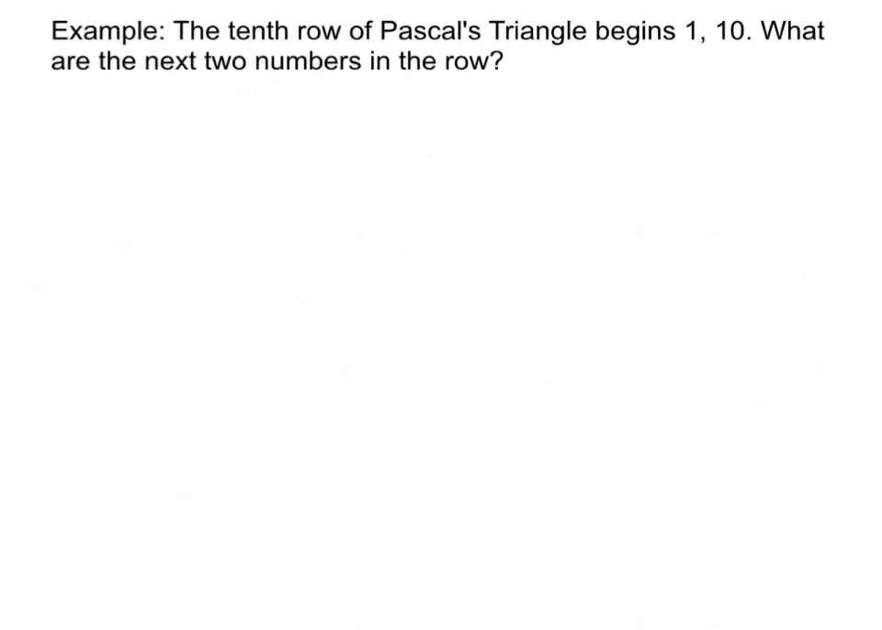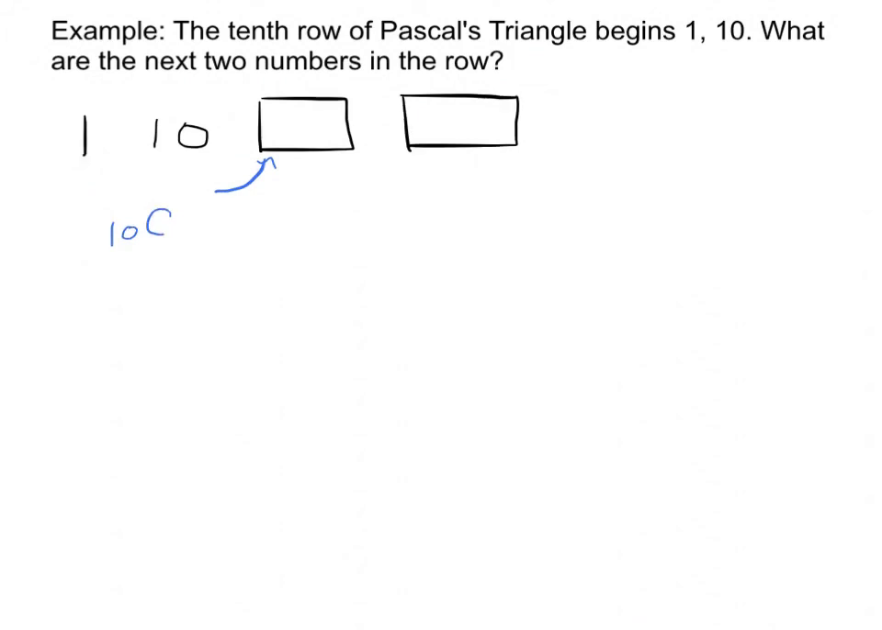Alright, so the 10th row of Pascal's triangle begins 1, 10. My question is, what are the next two numbers in Pascal's triangle? First take a minute and write down at least what the combinatorial coefficients for those should be, and then pause the video and compute them for yourselves to make sure that you've got that. So this one here should be, well, this was 10C0, this was 10C1, so this will be 10C2. And this other one is going to be 10C3.